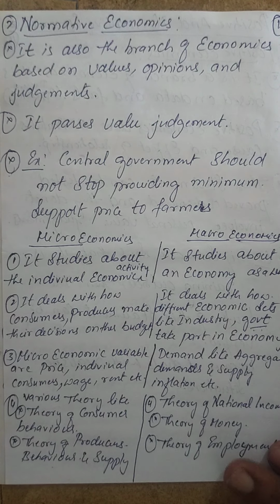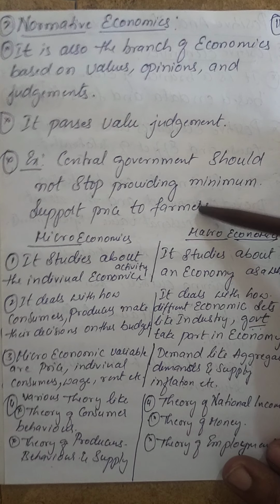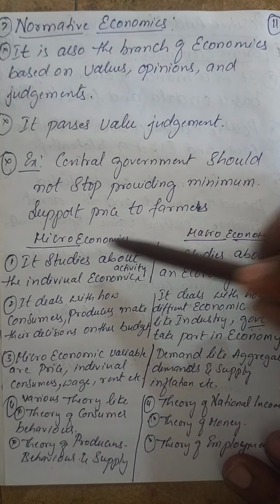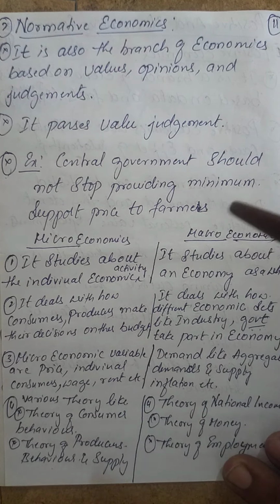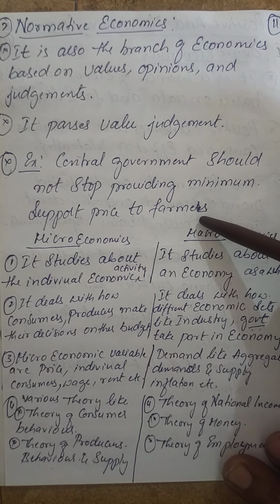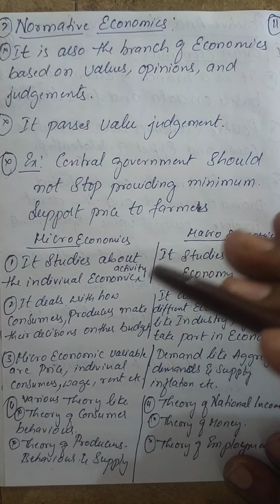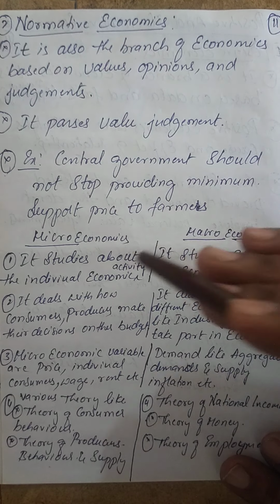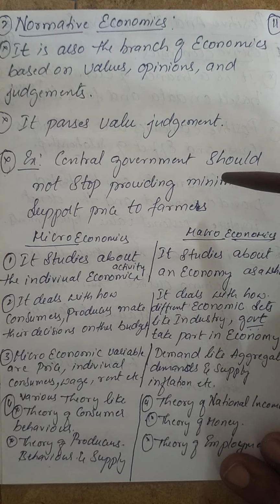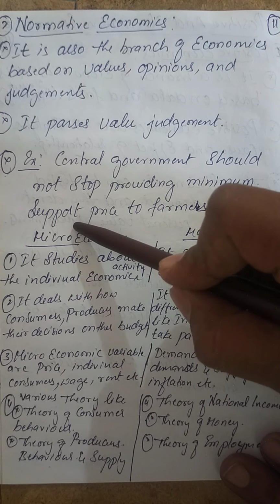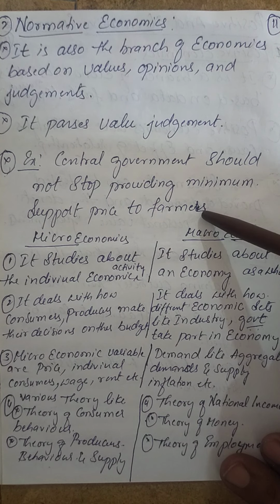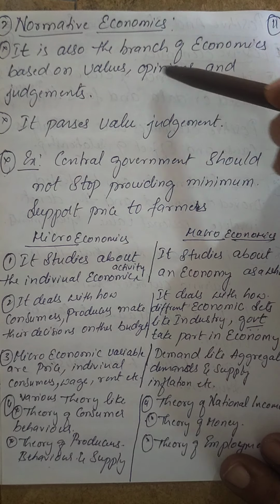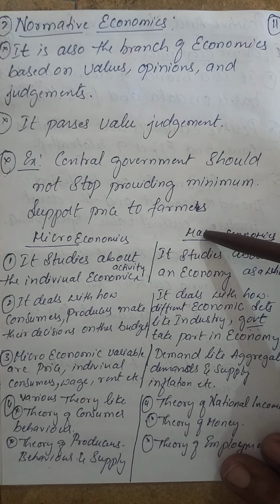What do I mean by that? This is the value given for the farmers. Minimum support price is a value. Whatever the farmer earns, let him earn. Whatever profit he gets, let him get. But what is the government's part for the farmer? It is nothing but the minimum support that the government is giving for the farmers. Okay, that is the opinion, that is the value being given by the government.